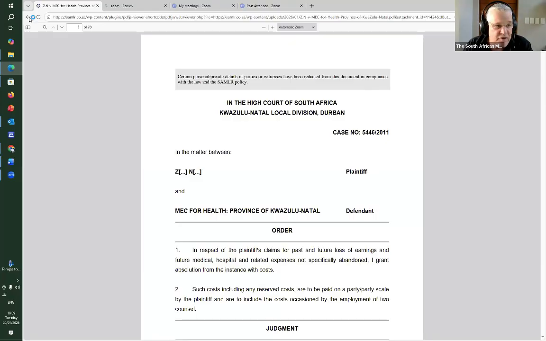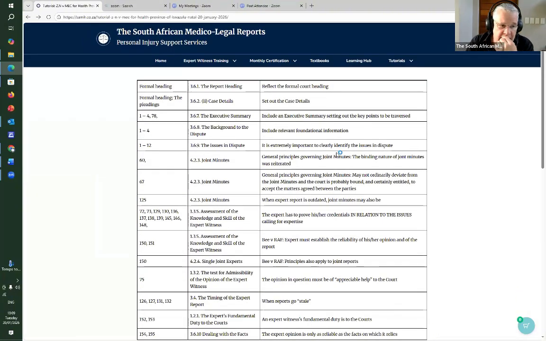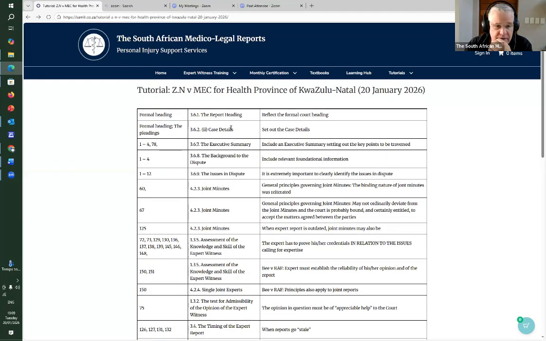Now, just before we actually start unpacking the judgment, I do just want to take you back to the tutorial page. And I just want to take you through how this first document works and what is being referred to there. So there's the formal heading, there's the report heading, and then the formal court heading. So we've got the first column, and I'm not sure what's happened to the header here. That should have come up, but this is the topic being dealt with in the first column.